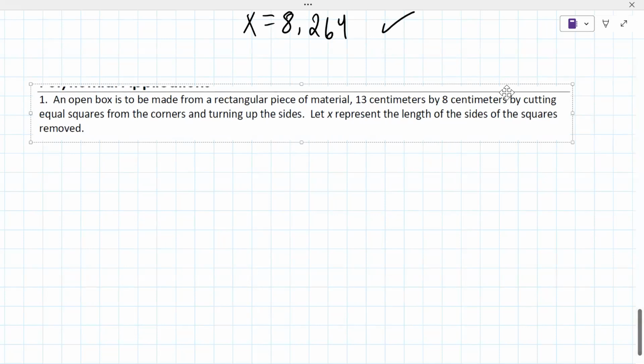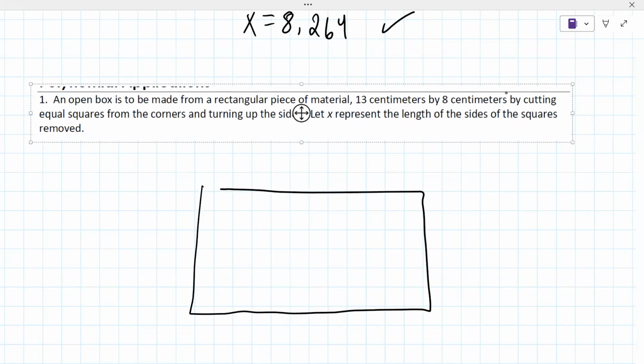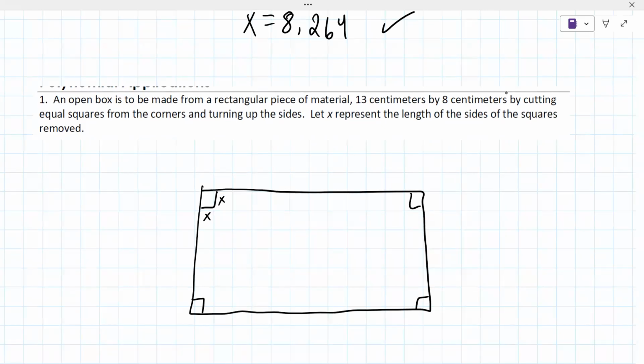But they're saying we're going to make a box here by cutting out squares from the corners, and that's x. So this side is now 13 minus 2x, and this side is 8 minus 2x. Is that what you have from before?